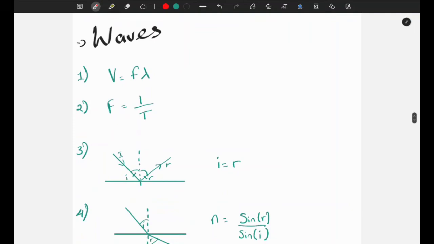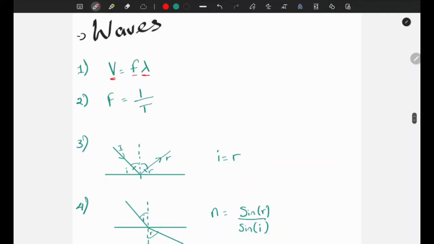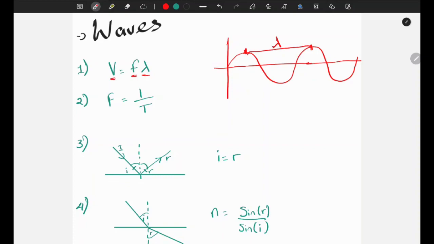The next one, waves. For waves, the first formula is speed. The speed of a wave is frequency times wavelength. The wavelength of a wave is the distance between two crests or two troughs. So let's say we have a wave. This distance between these two is the wavelength. So just multiply the frequency times the wavelength.